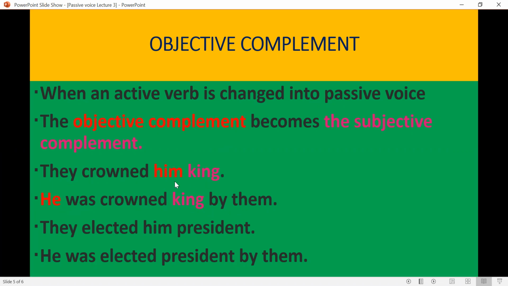They crowned him king. Him becomes he in this sentence. They elected him president. He was elected. Then we use the complement president before by them, and before by them, we will use king, which is a complement. This is an objective complement in the active sentence, and this complement becomes the subjective complement in the passive voice.